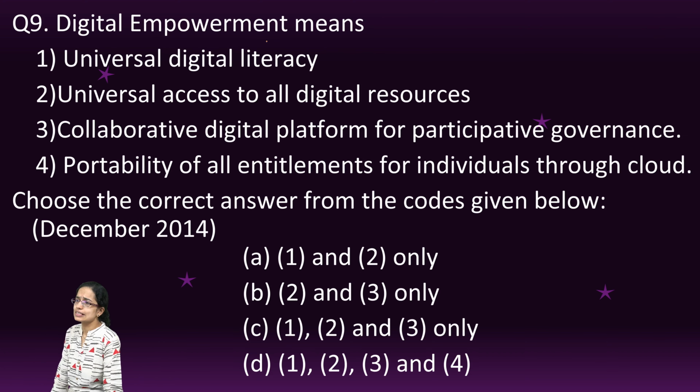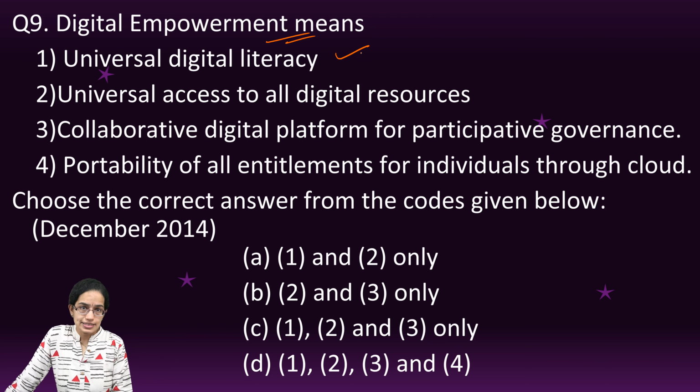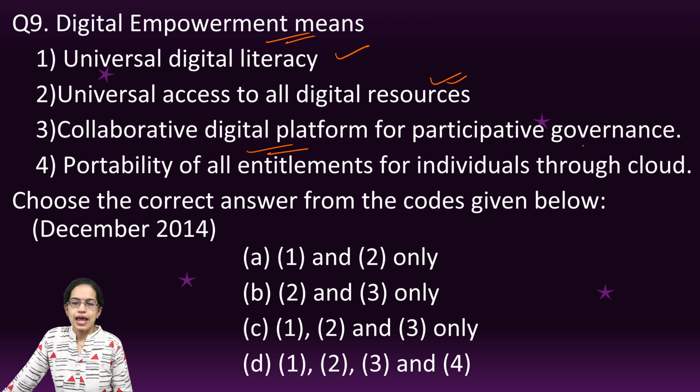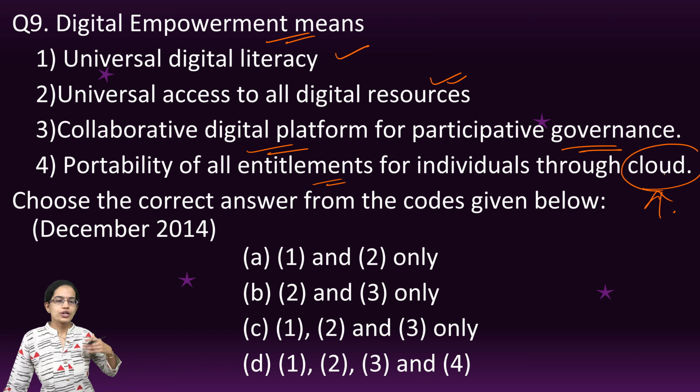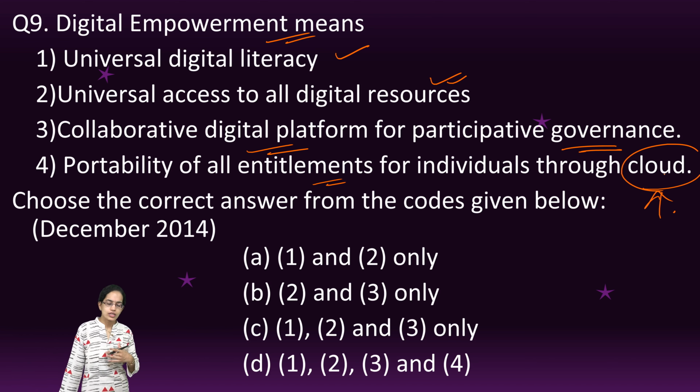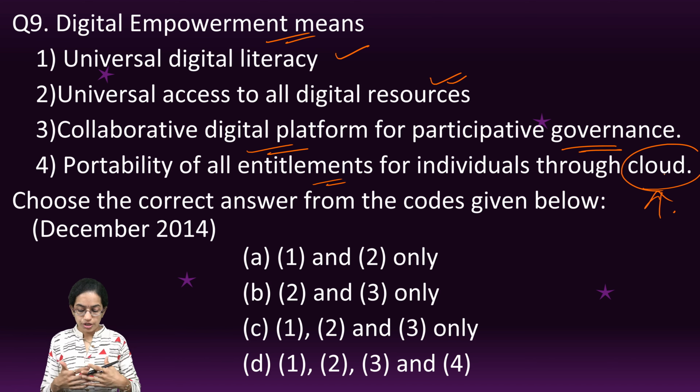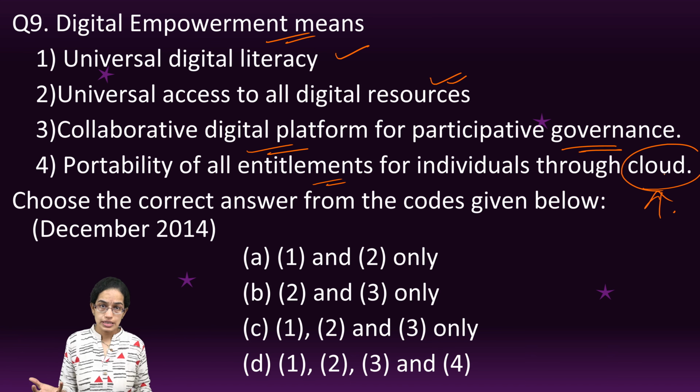The next is digital empowerment, which means providing digital literacy. It's not just simple numeric literacy, but digital literacy. Universal access to all digital resources, a collaborative digital platform for governance. So definitely bringing in e-governance, e-choupals as we have understood, and portability of all entitlements through cloud. So everything now is through cloud, or your information is saved through cloud. All your records are being maintained through cloud, so you have a lot of easy accessibility.